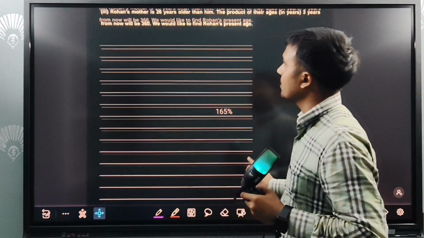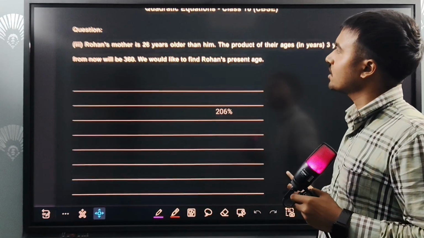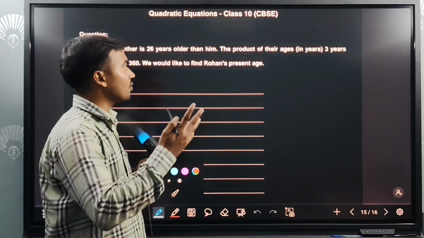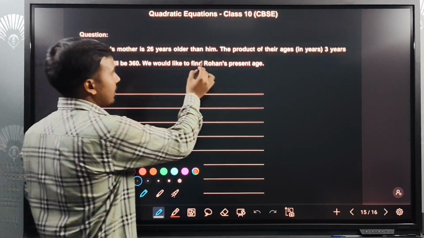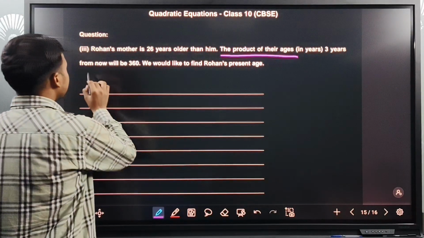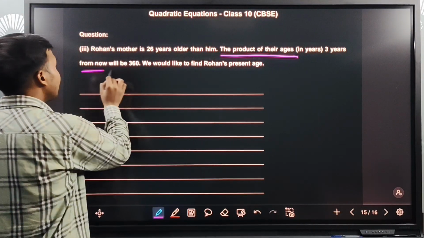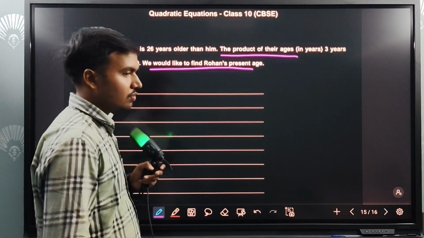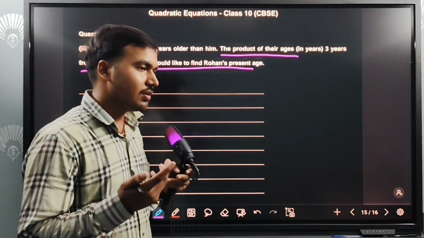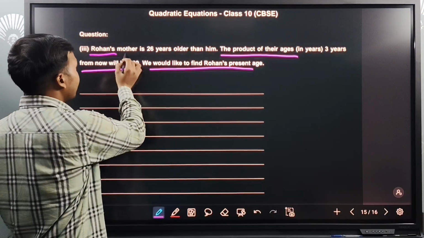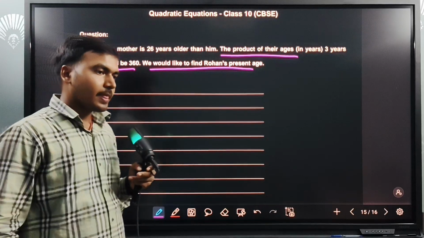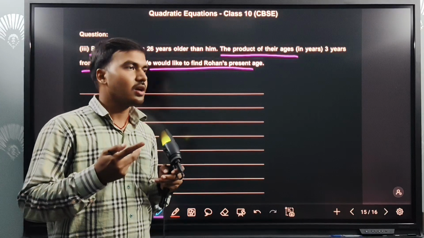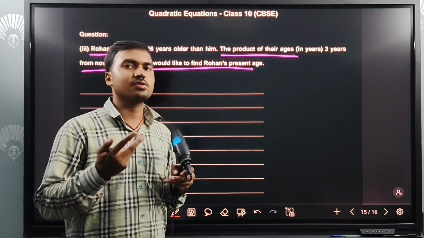Here we can see that Rohan's mother is 26 years older than him. It is a comparison between Rohan and his mother. The product of their present ages 3 years from now will be 360. We want to find Rohan's present age. The comparison is given between Rohan and Rohan's mother, so we will first let either Rohan's age or his mother's age be a variable, either x or y.